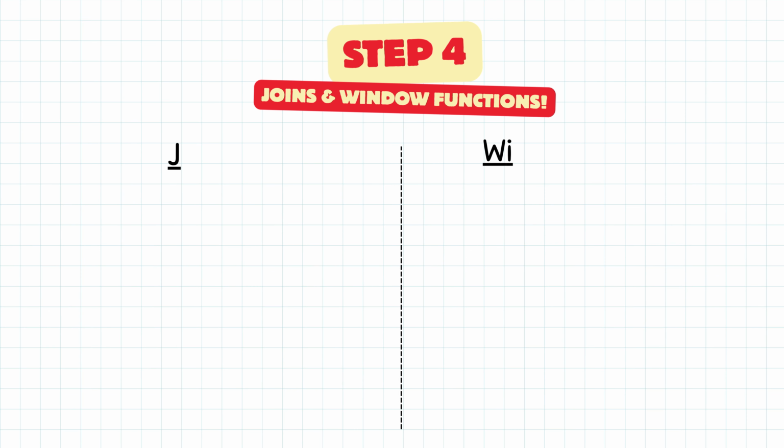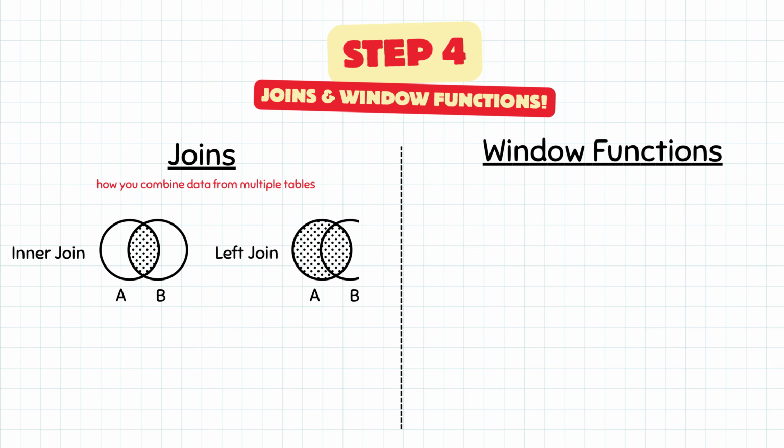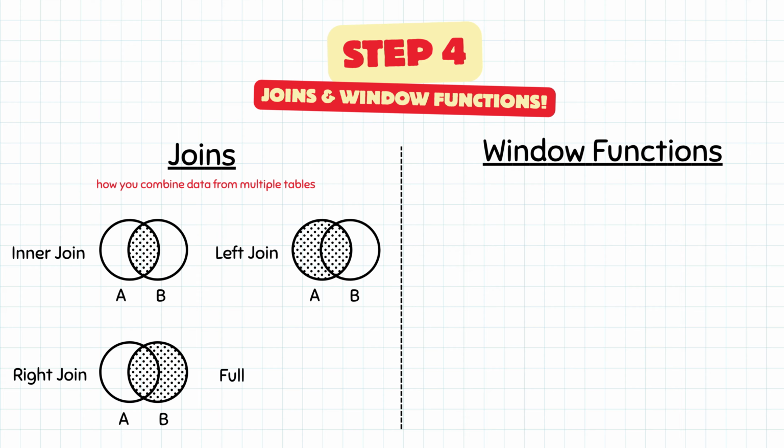Joins and window functions are 2 concepts which are non-negotiable. You cannot skip them. This is where SQL stops being about pulling data and starts being about actually analyzing it. Joins are how you combine data from multiple tables. When your data lives across different tables, which it almost always does in real life, joins are how you bring it together. And there are different types of joins for different situations, so make sure you understand when to use each one.